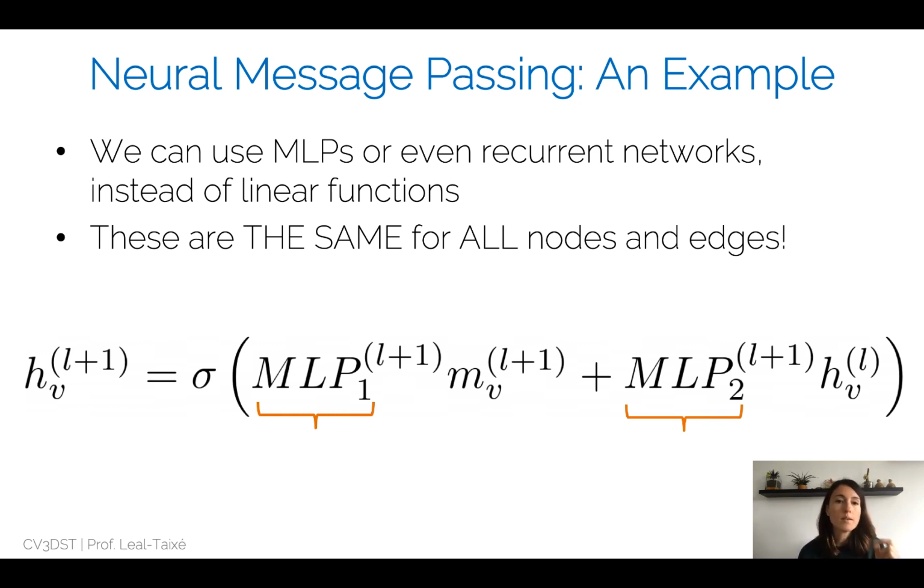So this is really an important characteristic of neural message passing networks or graph neural networks, and that is that all the operations that are applied on a node or on an edge are exactly the same for all nodes and edges of the whole graph. So it's like a huge Siamese network for all nodes and edges.